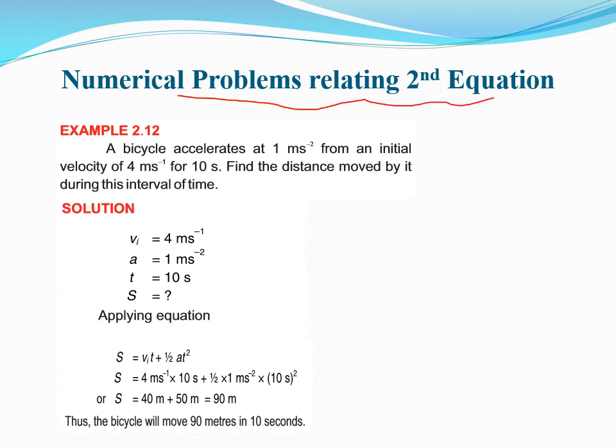And here is example 2.12 according to your book. The situation is given as: a bicycle accelerates at 1 meter per second square, meaning acceleration is given, from an initial velocity of 4 meters per second, meaning initial velocity is given, for 10 seconds, meaning the body is moving for 10 seconds, this is the time. Find the distance moved by the body, meaning we have to find S, during this interval of time.